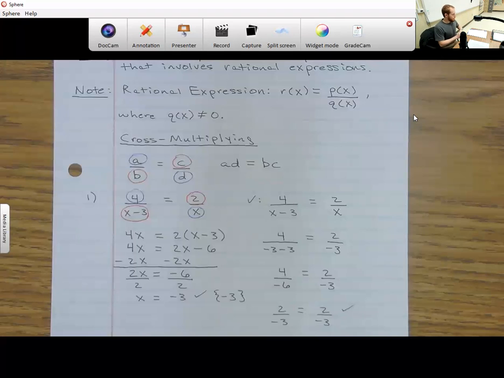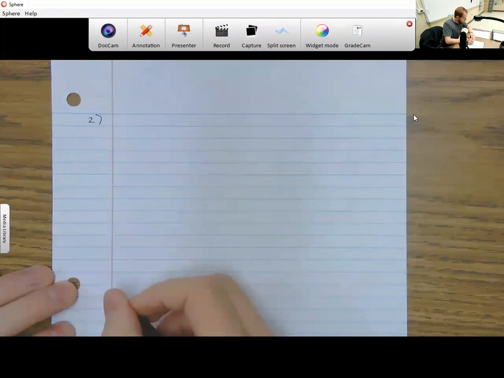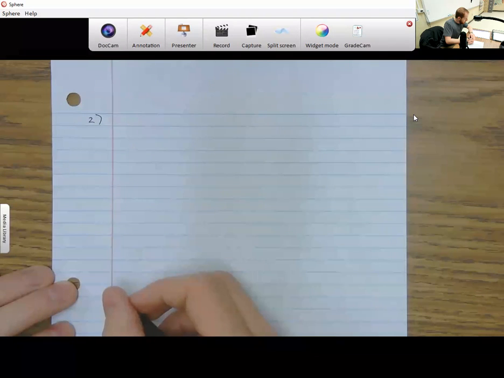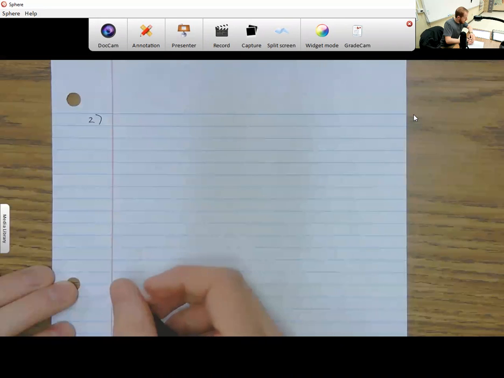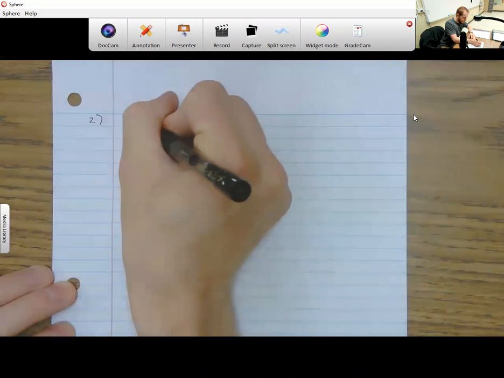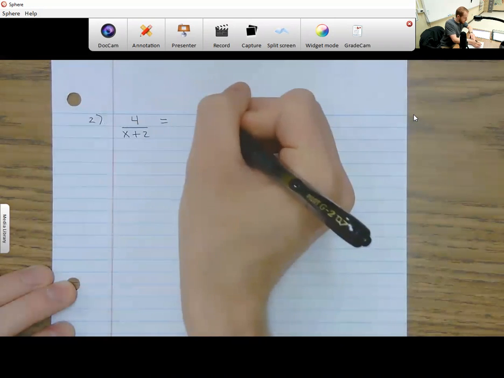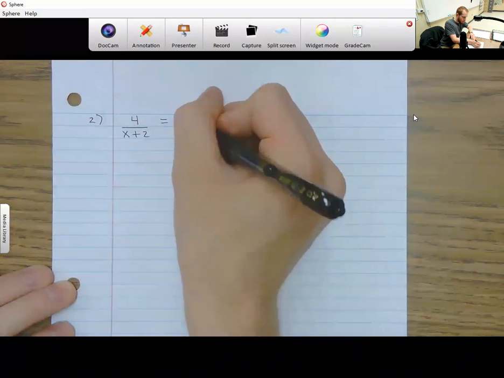All right, so let's look at another problem that's just like that. Let's look at number 2. Let's do 4 over x plus 2 equals 7 over x minus 5.